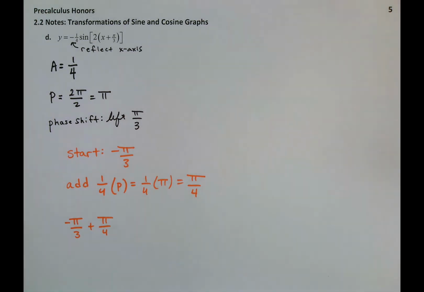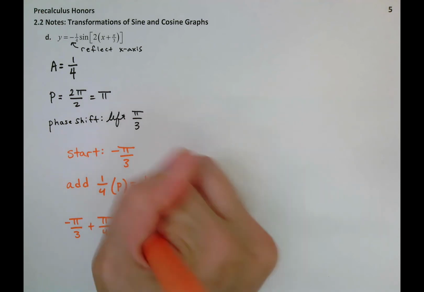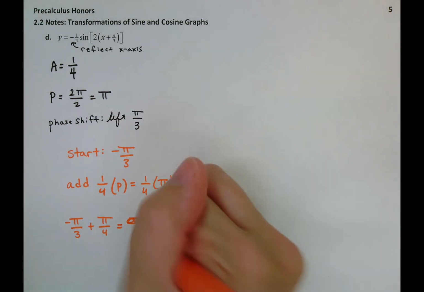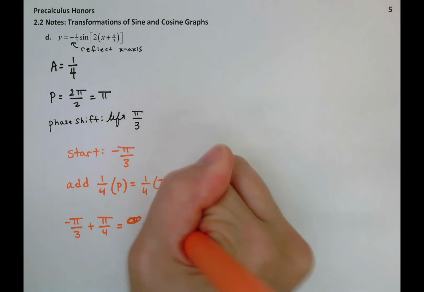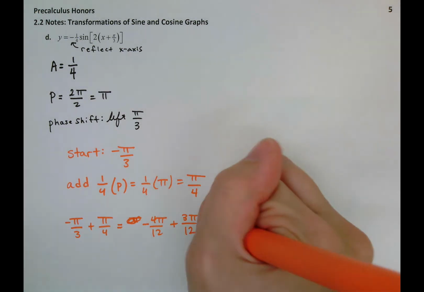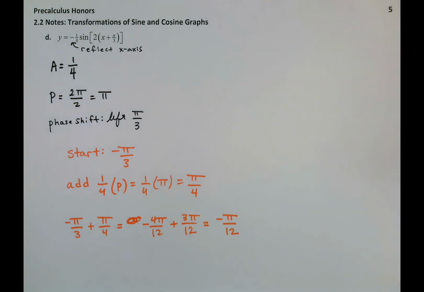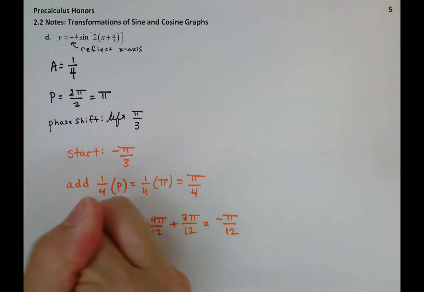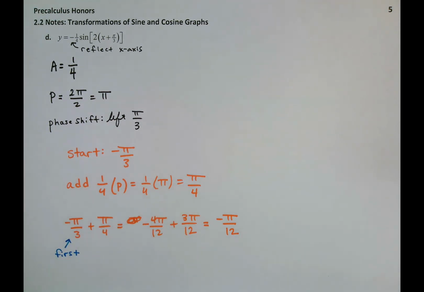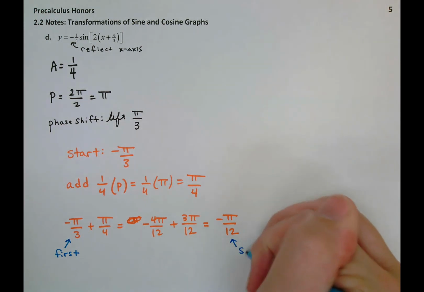So the first thing I want to do is get those in a common denominator. I have a common denominator of 12, so I would have negative 4 pi over 12 plus 3 pi over 12, right? So when I add those, we get negative pi over 12. Okay, so that would be my second tick mark. So let's label that. My first tick mark would be at negative pi over 3. Then when I add 1/4 of the period, we get to negative pi over 12. So that's my second tick mark.